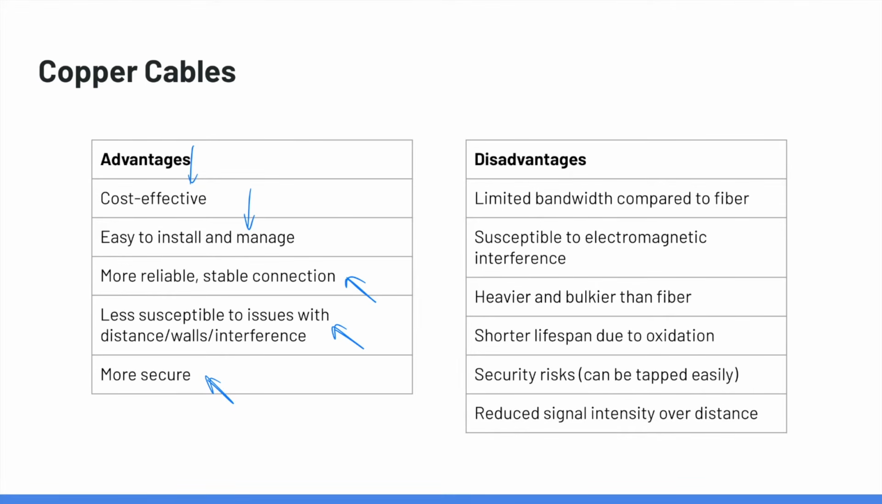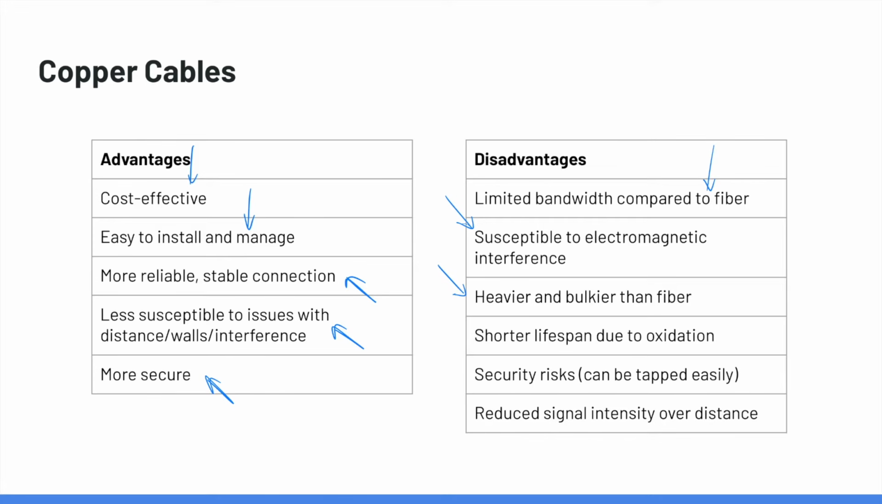The disadvantages are they have a limited bandwidth. So using copper cable to transmit data, it's going to allow you to transmit less data than with fiber optic for any given amount of time. They're susceptible to electromagnetic interference. So think about putting a magnet next to a copper wire or something like that. They're heavier and bulkier than fiber optic. And we'll talk about what fiber optic is in a second. So fiber optic is basically wires made of glass through which data is transmitted.